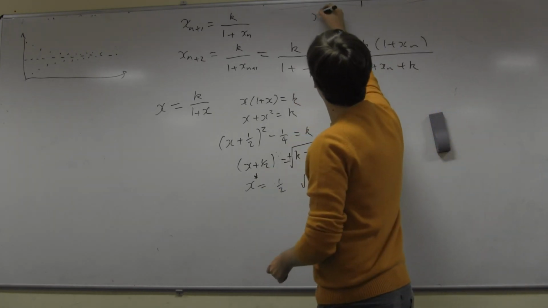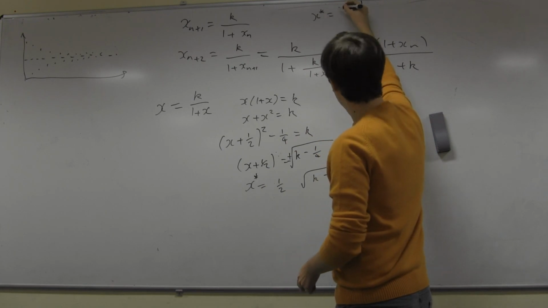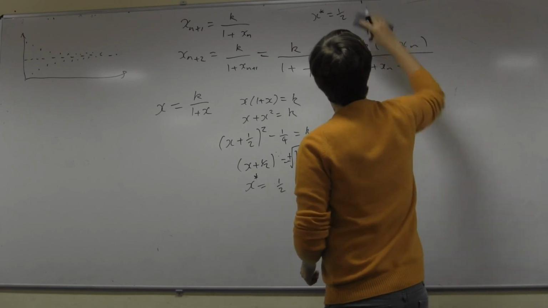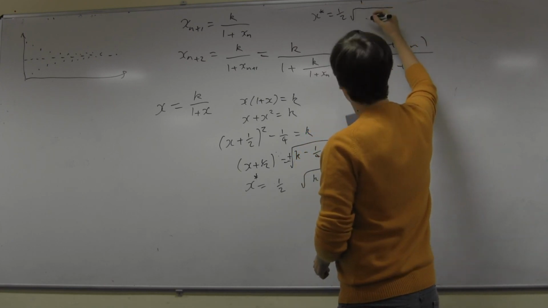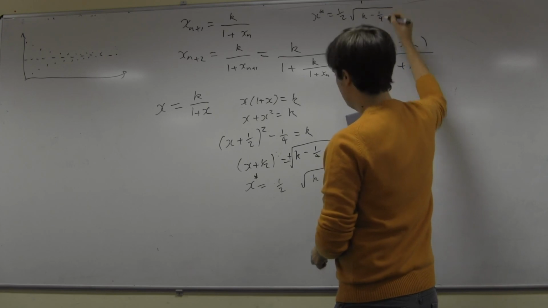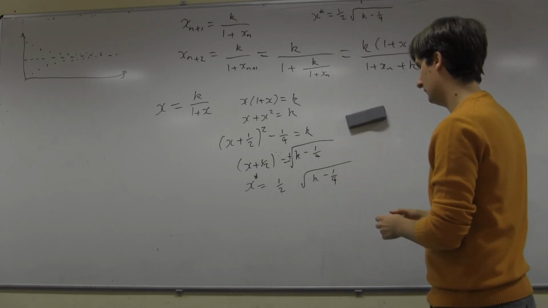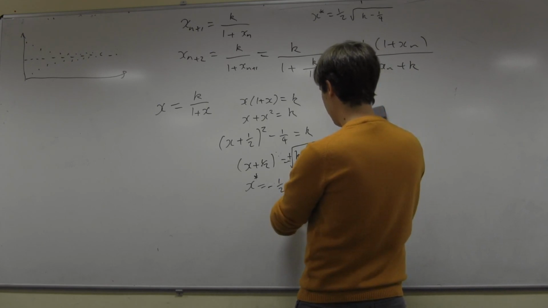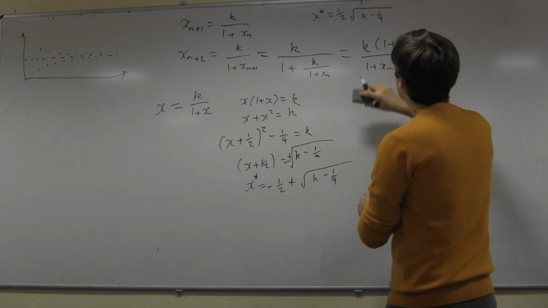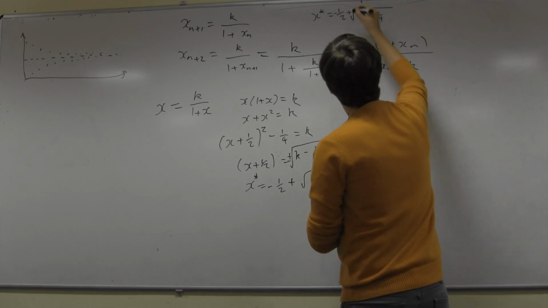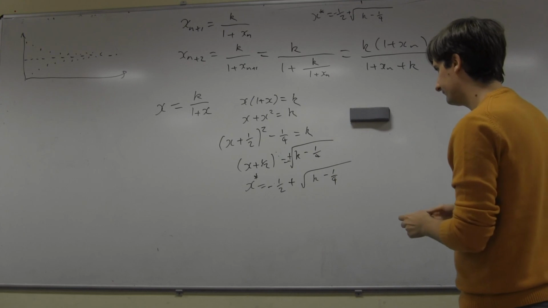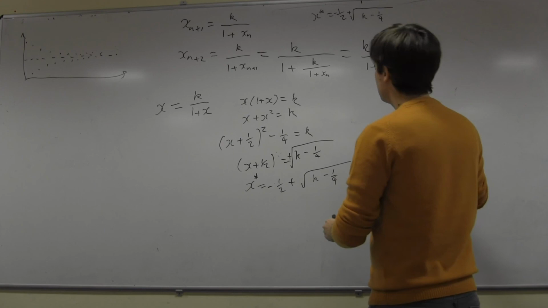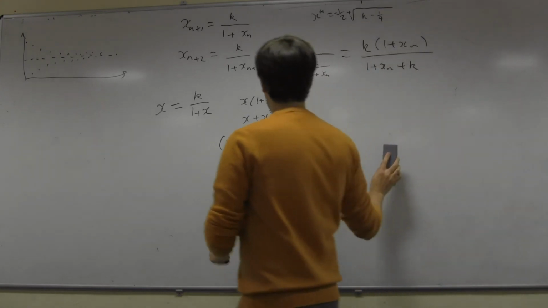So we're just defining x star as this thing. Let me write it up. x star equals minus a half plus the square root of k minus a quarter. Oh, wait, what have I done? I've missed the sign somewhere, haven't I? This was minus a half plus. Yeah, that's right, isn't it? So we're just defining that.